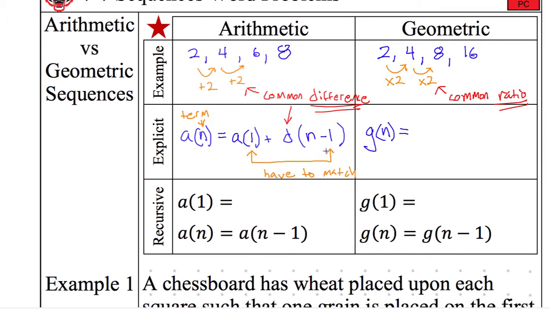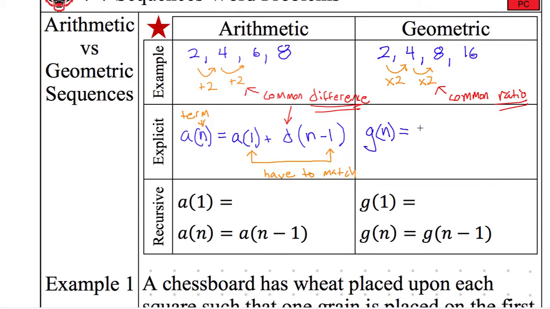G of n is equal to what? It's very similar to arithmetic. Was that what I said earlier, a of 1 plus a of 2 over 2? No, you're still thinking of series, I think. And it's still not quite correct for a series, but we'll talk about that later.